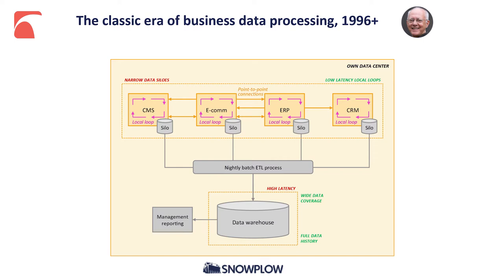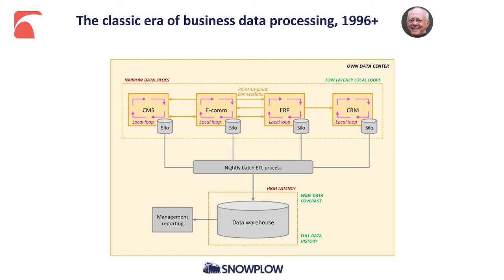So what is this classic era that I'm talking about? The classic era of business data processing is basically the idea that from 1996 onwards, people were working with classical data warehouse, data integration, and business intelligence approaches. And that's a picture top right of, does anyone recognize who that is? Kimball, exactly. That's Ralph Kimball up there, the father of the data warehouse as we know it today.